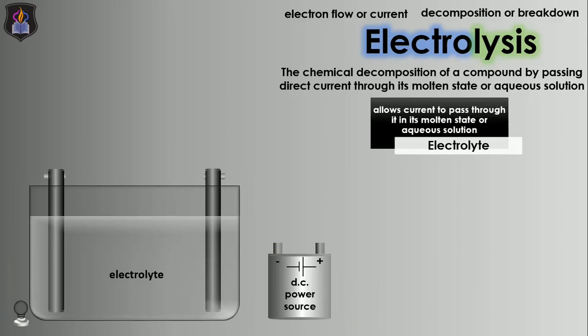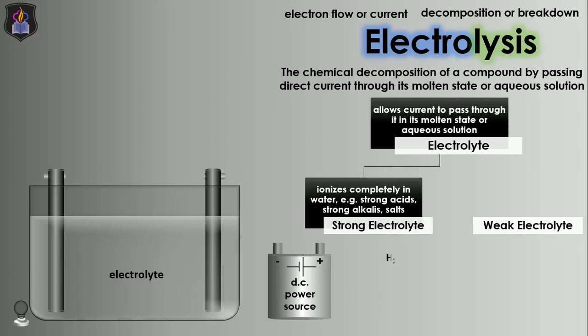An electrolyte is a substance that allows current to pass through it in its molten state or aqueous solution and gets decomposed in the process. It is divided into strong and weak electrolytes. A strong electrolyte ionizes completely in solution. Examples are strong acids such as tetraoxosulfate(VI) acid, hydrochloric acid, trioxonitrate(V) acid, etc.